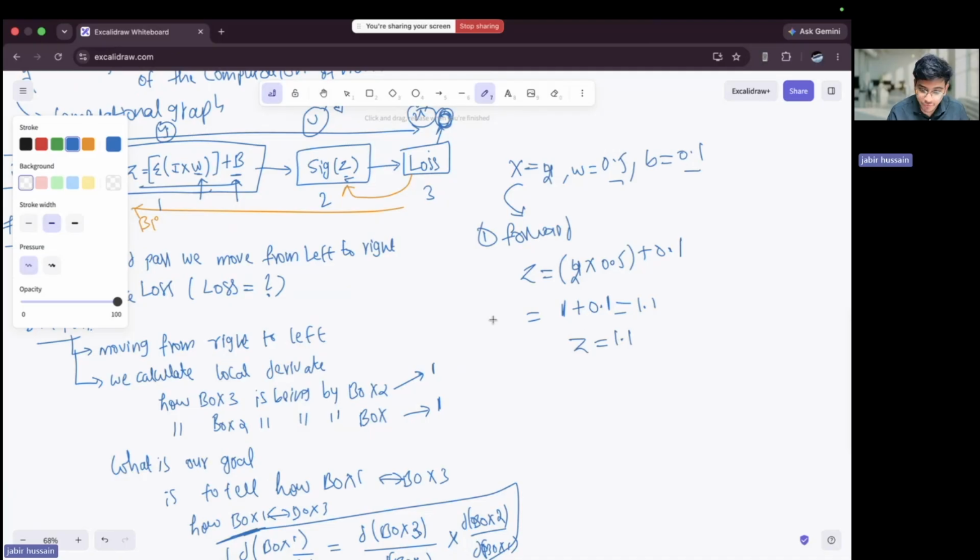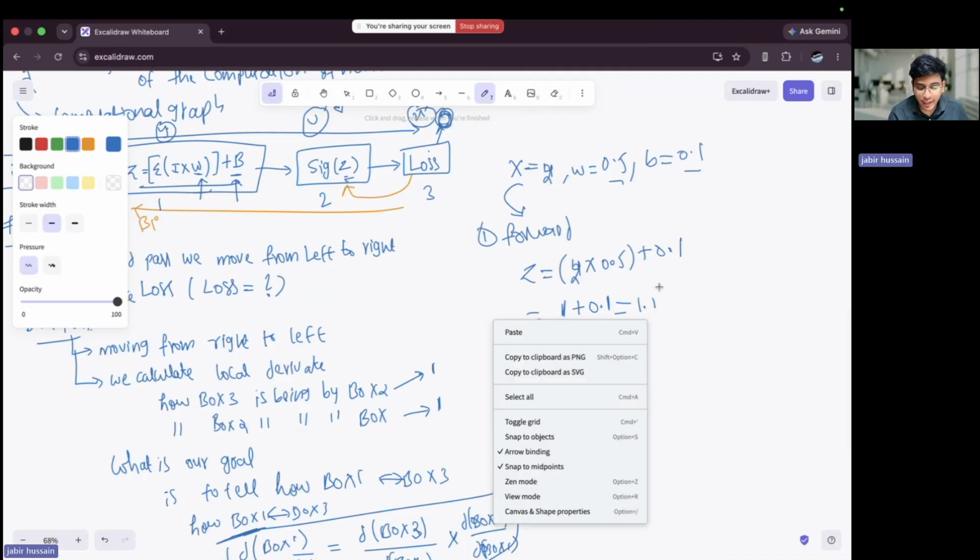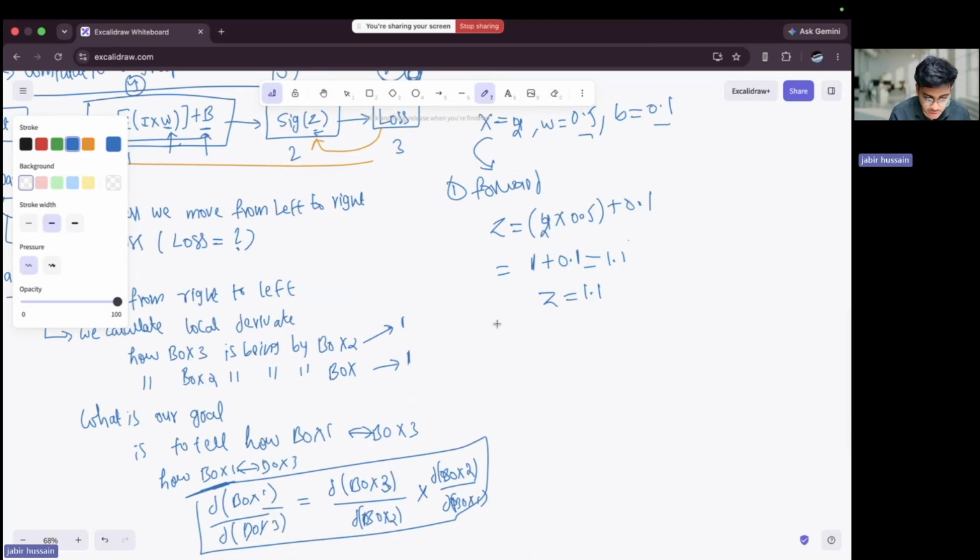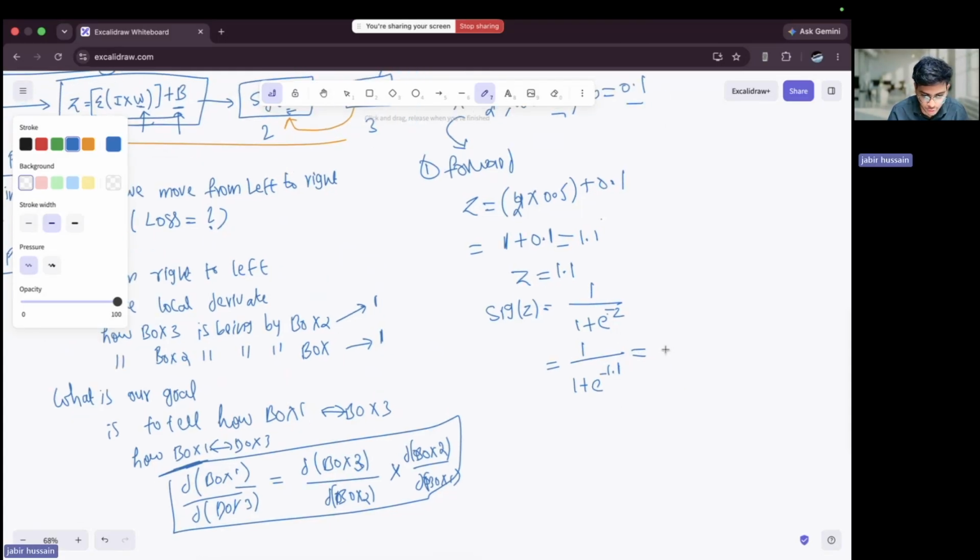Now the next step in the forward pass is to calculate my sigmoid. So I'll calculate sigmoid of z. Sigmoid of z is equal to 1 divided by 1 plus e to the power of minus z. So it will give you 1 divided by 1 plus e to the power of minus 1.1. It will be around, what is the value I got? Sigmoid as 0.75. So it will give me 0.75 as output.